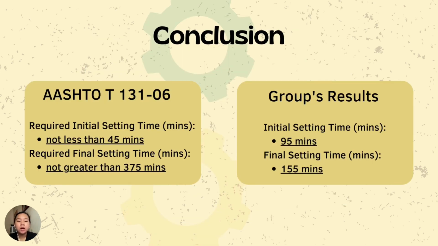So in conclusion, we have determined the initial and final setting time for this experiment. To make sure that we have followed the AASHTO T131-06 standards, the required initial setting time is not less than 45 minutes, and ours is 95 minutes, which falls within the range. The required final setting time for AASHTO is not greater than 375 minutes, and ours is 155 minutes, which also falls within the range.